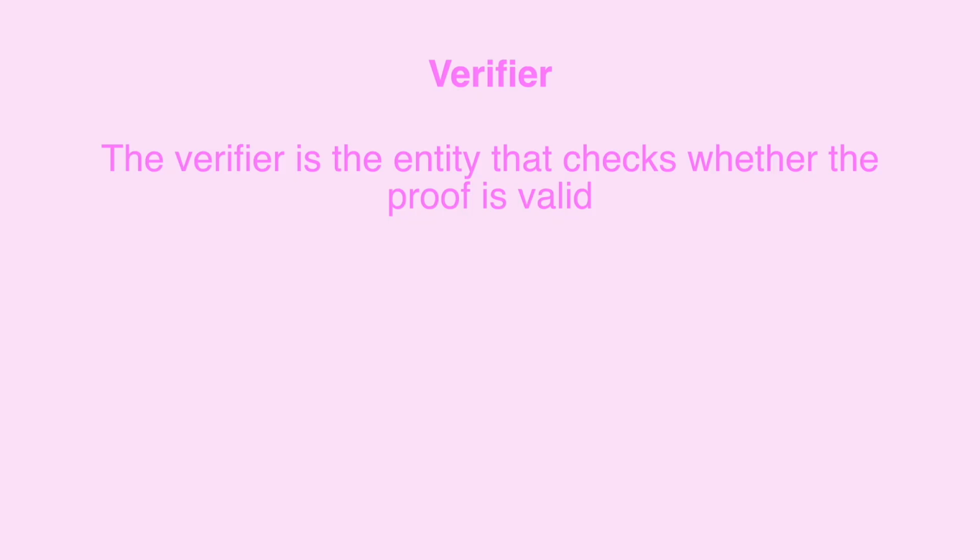Given the proof and inputs, the verifier runs a verification algorithm to confirm whether the prover's claim is true without revealing any additional information. This verification could be done off-chain, or a verification smart contract could be generated in order to verify the proof on chain by anyone. So that was just a whistle-stop tour on different ZK terminology.